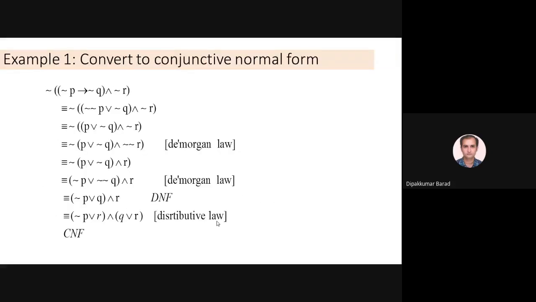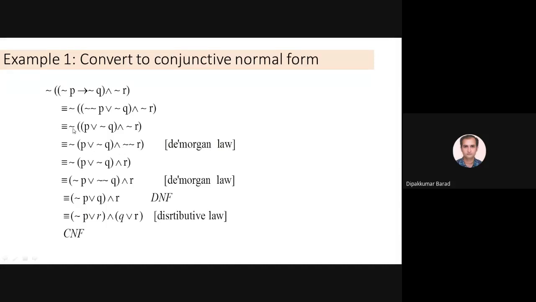Now convert to conjunctive normal form. Here we have given one example: not of (not P implies not Q) and not R. This is logically equivalent to, see, not P implies not Q, so I can say this is not of not P or not Q, which is an equivalent statement. Not of not P means P, so P or not Q, and not R.